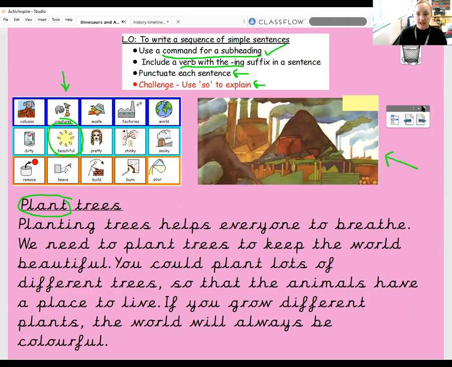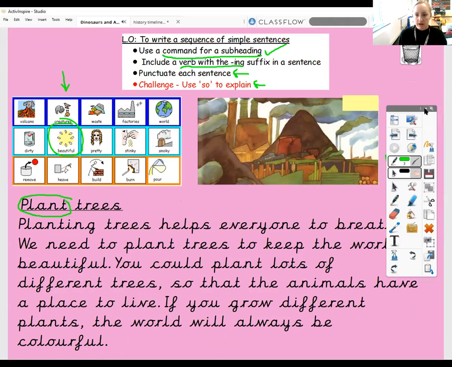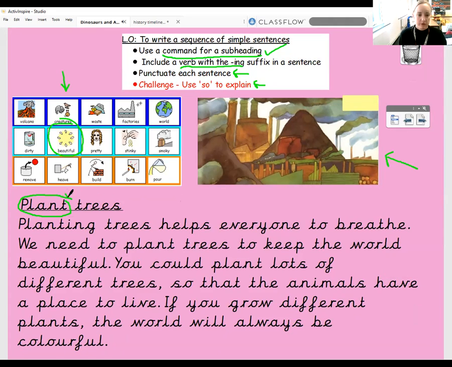Great. Right, let's have a little check then. Let's see what I've included today. So I've got my command, which we've already looked at. Planting trees. So here I've got my suffix at the end of a verb already. So I've done that one as well. Planting trees helps everyone to breathe. We need to plant trees to keep the world beautiful. You could plant lots of different trees. There's my so that animals have a place to live. If you grow different plants, the world will always be colourful. Well, I think I've included everything that I needed to there, which is great.